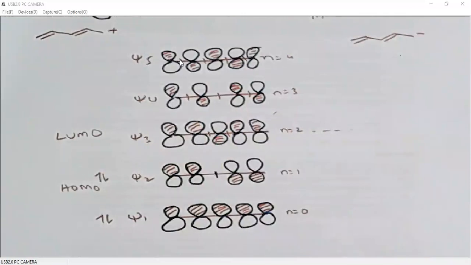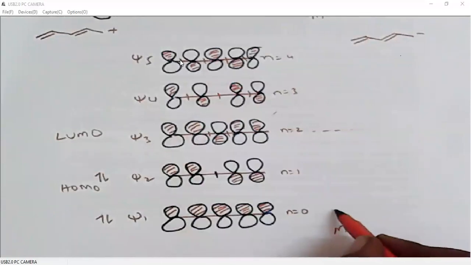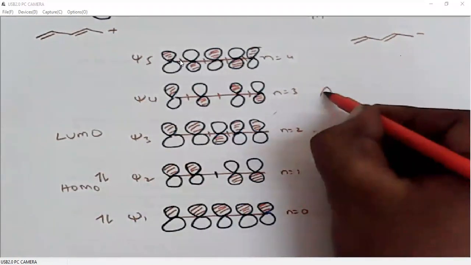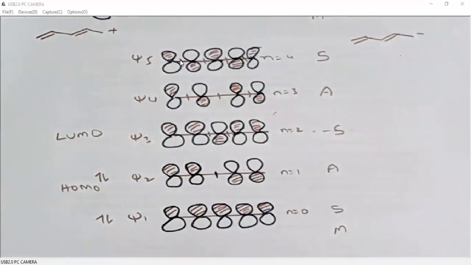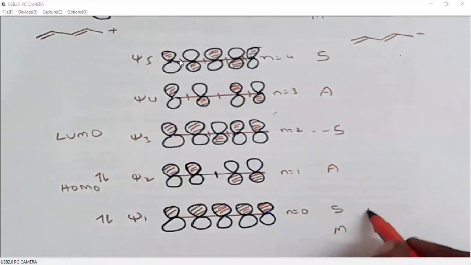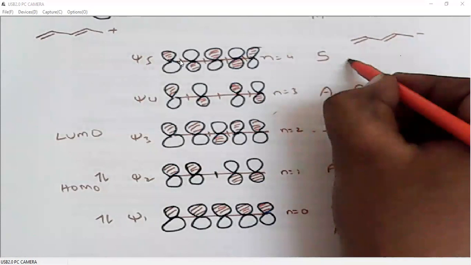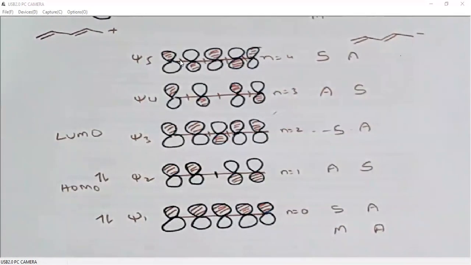So when we look at the symmetry properties with respect to the mirror, it is symmetrical, asymmetric, symmetrical, asymmetric, symmetric. Again, with respect to the axis, it is asymmetric, symmetric, asymmetric, symmetric, asymmetric. Okay, so these are the properties of this pentadienyl cation.